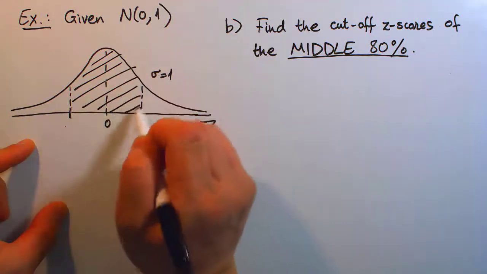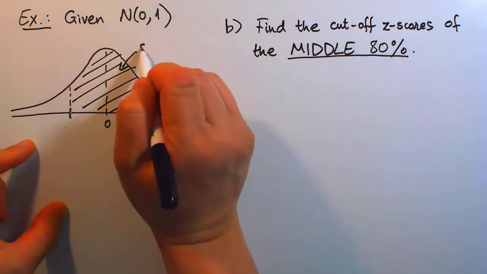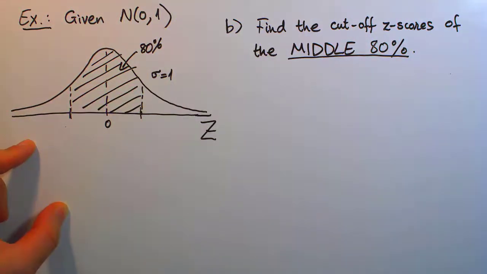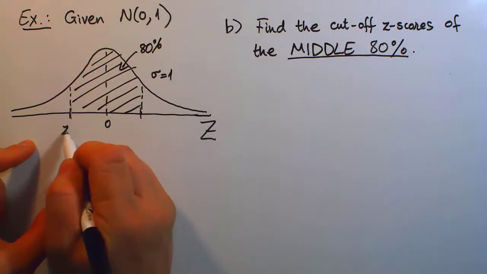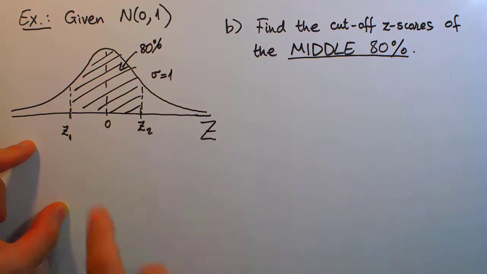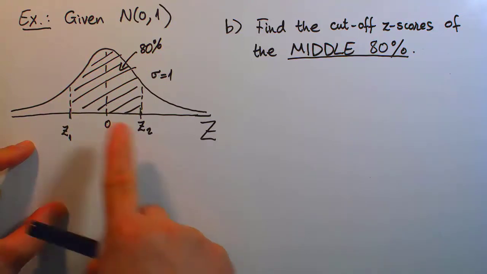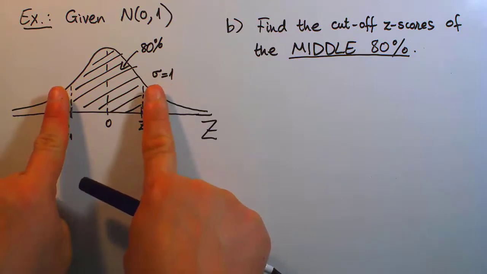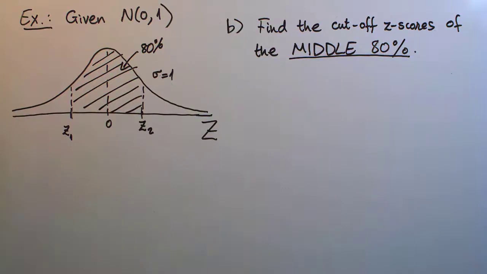And that's what the middle 80% is all about. Of course, we can't make it precisely how big 80 is, but let's just label this as 80%. What we're looking for here are two z-scores, and in this problem I'm going to call them z1 and z2. The low z-score is z1, the high z-score is z2. These two z-scores, z1 and z2, trap my middle area inside of them, and that middle area is given to be 80%.